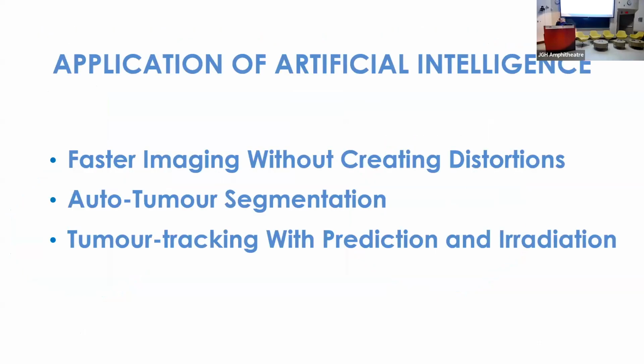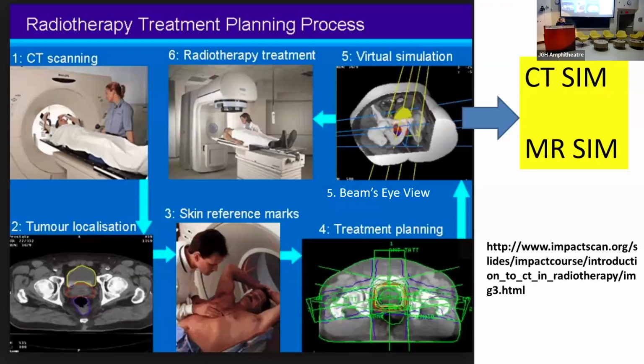Cool. To do that, for the last 10, 15 years, we've been using what we called neural networks in early papers, but now I call it AI because it's fashionable to call it that. So we've used artificial intelligence for the last 15 years. We use it for faster imaging without creating distortions. Obviously, the faster the image, the better to follow the tumor. We also use it to auto segment the tumor, as well as for tumor tracking with prediction. We've been working on this for at least 10 years.